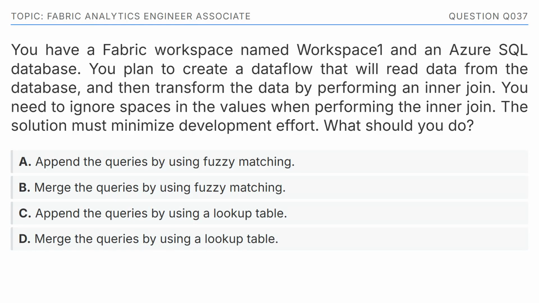You have a Fabric workspace named Workspace 1 and an Azure SQL database. You plan to create a data flow that will read data from the database, and then transform the data by performing an inner join. You need to ignore spaces in the values when performing the inner join. The solution must minimize development effort.